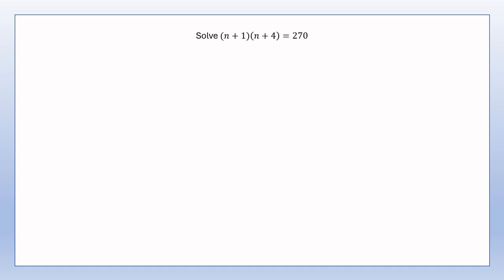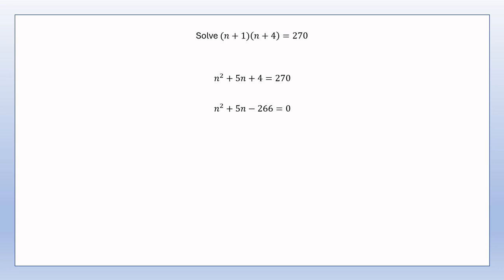Solve (n plus 1) times (n plus 4) equals 270. So I'm going to give two ways of solving this equation, a long way and a short way. So let's start with the long way. We start by expanding out the brackets to give n squared plus 5n plus 4 equals 270, and rearranging this gives n squared plus 5n minus 266 equals 0.